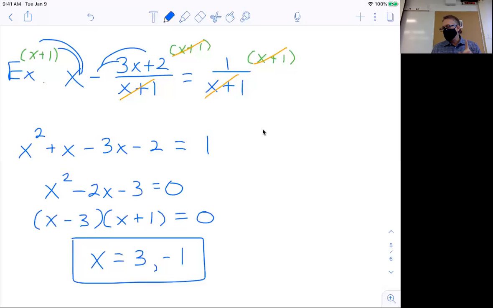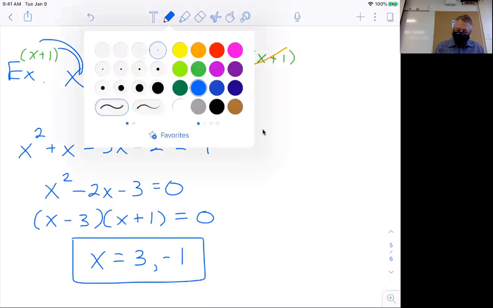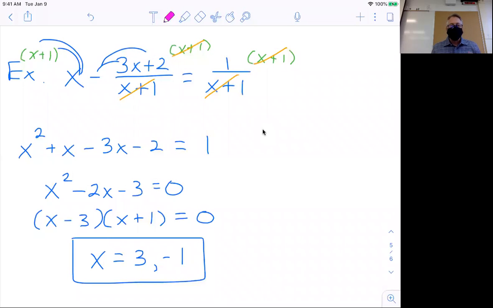All right, one last thing we have to do is, remember, rationals mean fractions. And in fractions, we can't divide by 0. So we have to check for extraneous solutions. An extraneous solution is anything that would make the denominator equal to 0. So for example, negative 1 is an extraneous solution. I have to throw that out, because if I plug negative 1 in for x, it would make that 0, and you can't have a 0 in the denominator.